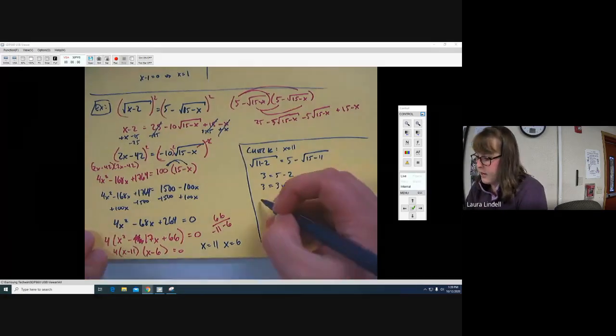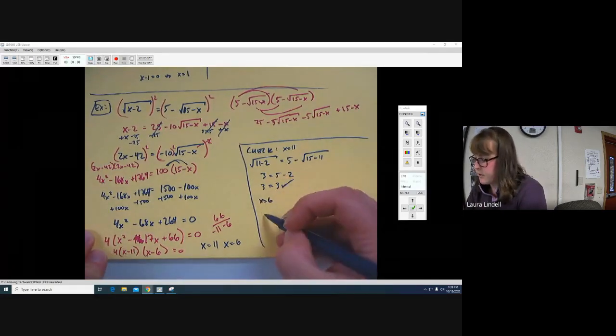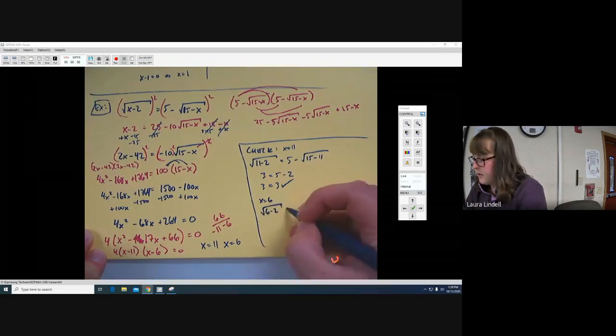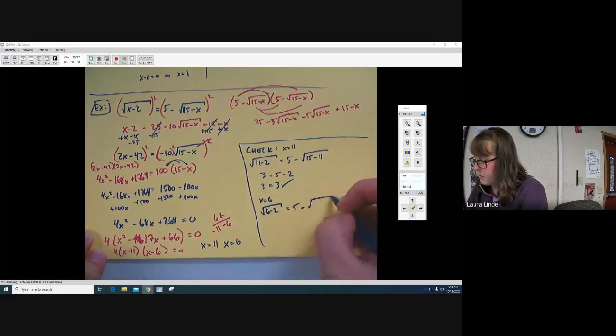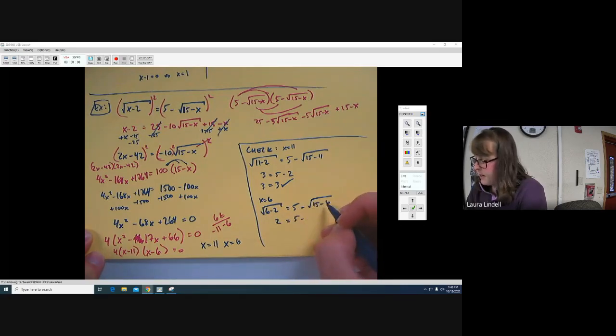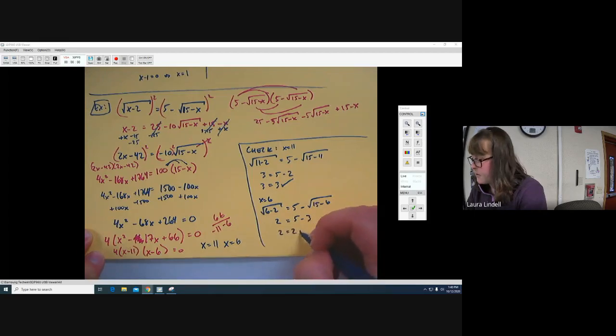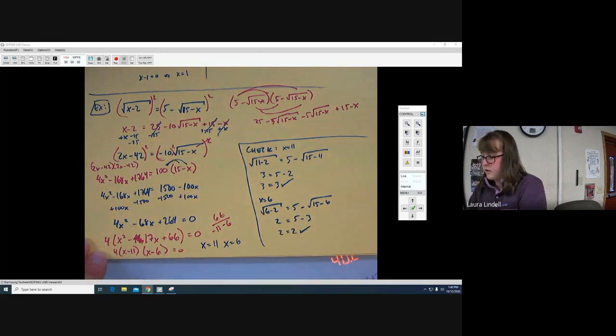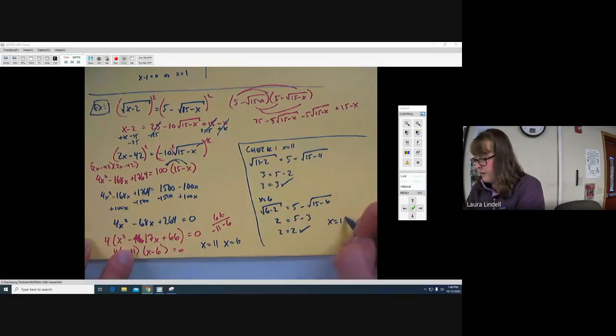And then we would check x equals 6. So we'd have the square root of 6 minus 2 equals 5 minus the square root of 15 minus 6. 6 minus 2 is 4. The square root of 4 is 2. 15 minus 6 is 9. The square root of 9 is 3. 5 minus 3 is 2. So our solution would be both x equals 11 and 6.